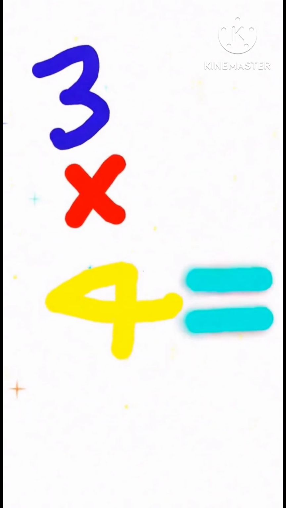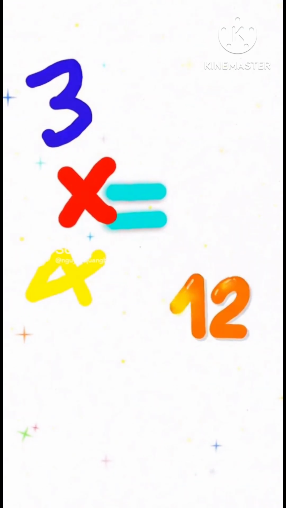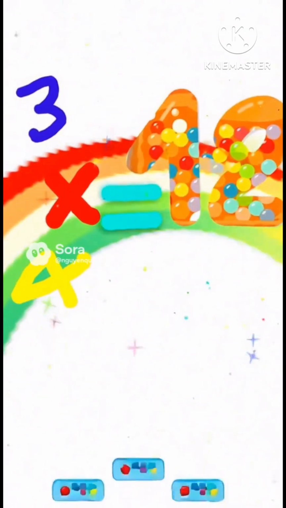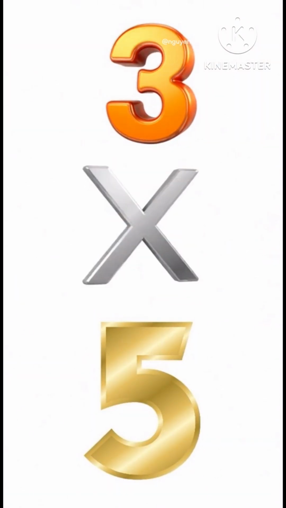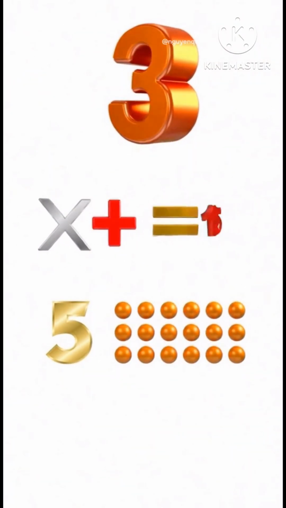3 times 4 equals 12. That's right, 3 groups of 4 or 4 groups of 3. Either way. 3 times 5 equals 15.